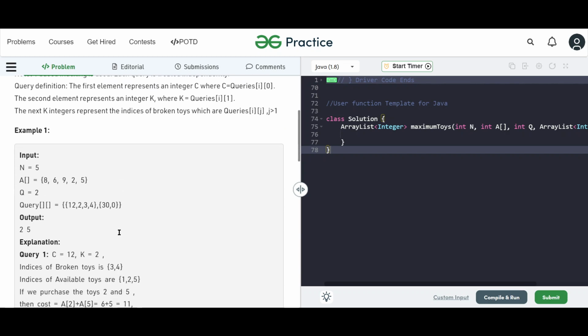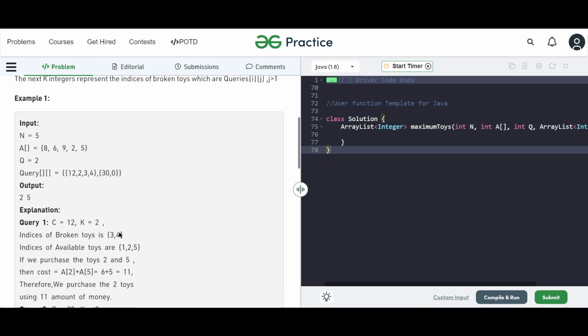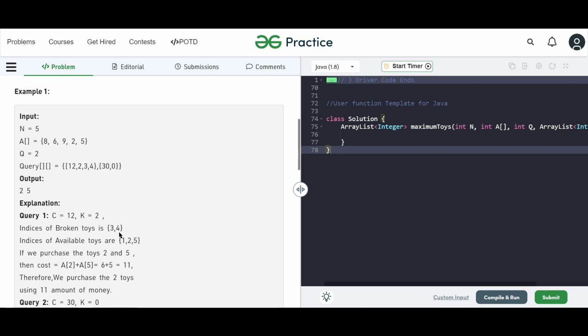So let's look at this example to understand the problem better. So here, this is the costs array, and the first query is, if you have to read the query, your total amount is 12. There are two broken toys, and those are toy number 3 and toy number 4 based on one-based indexing. Second query is, well, your total budget is 30 and there are 0 broken toys, right? Let's try and understand this example on a whiteboard.